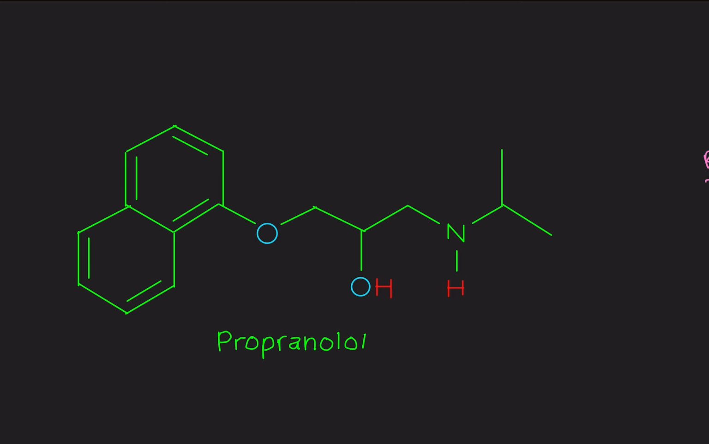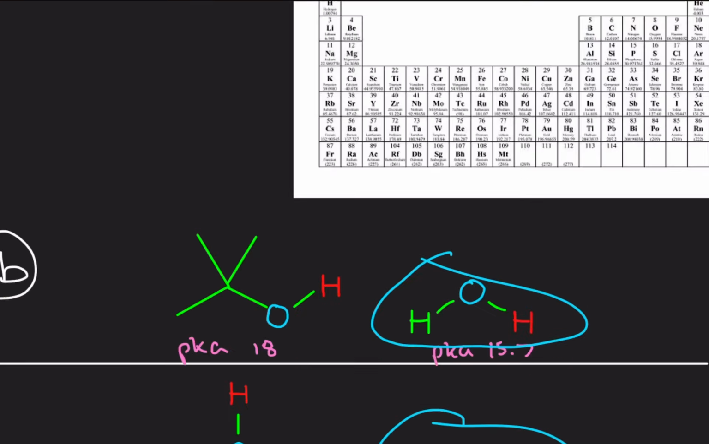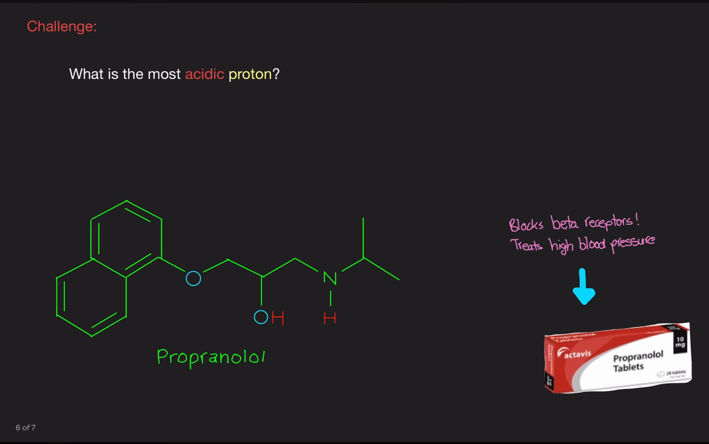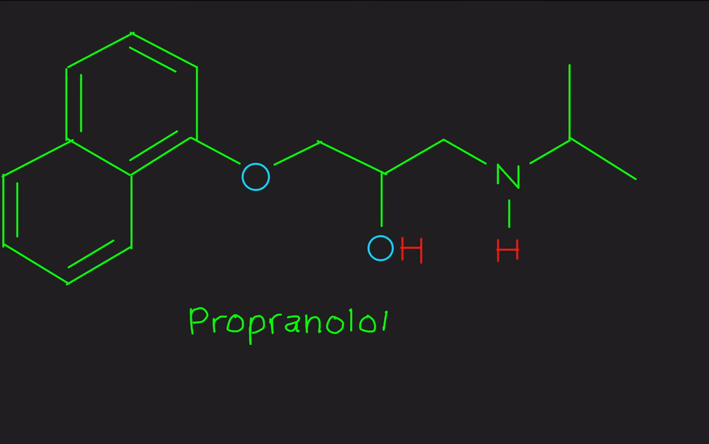So what's the more acidic one? Well, here's how you solve it. This hydrogen is bonded to an oxygen. This hydrogen is bonded to a nitrogen. Which is more electronegative, oxygen or nitrogen? It's oxygen. Oxygen is more right than nitrogen, so it's more electronegative. Since it's more electronegative, this means that this proton is more acidic because it's bonded to the oxygen. Okay.